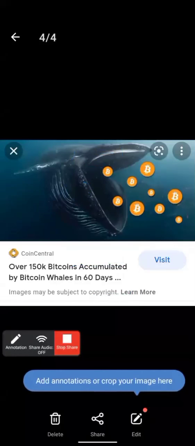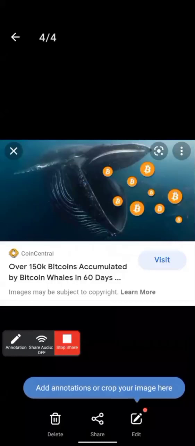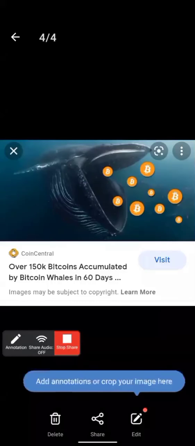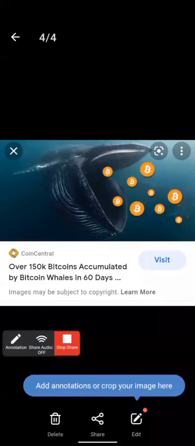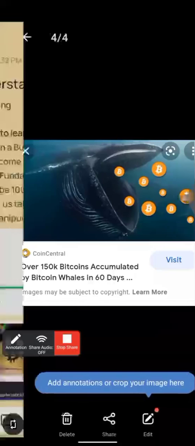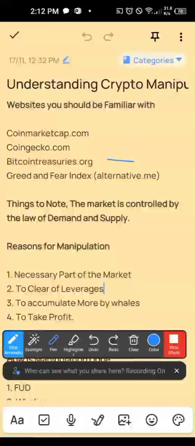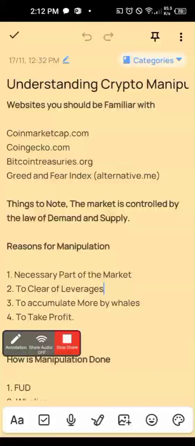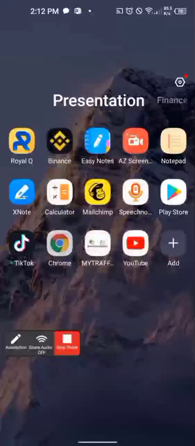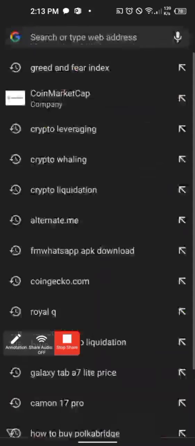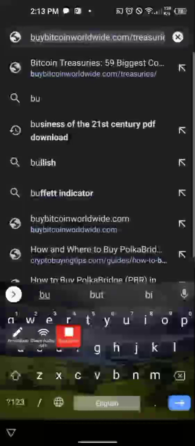So who are whales? These are people who have money. They are not buying Bitcoin in 0 point something Bitcoin. They are buying Bitcoin in thousands. So for you to have an idea of whales, this last website is very important: BitcoinTreasuries.org. So when people are telling you Bitcoin is a scam, come here and see people who are having Bitcoin, then you will shut up and look for a way to enter the crypto market.